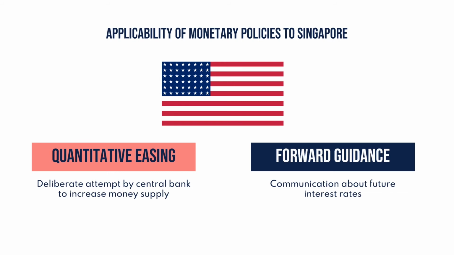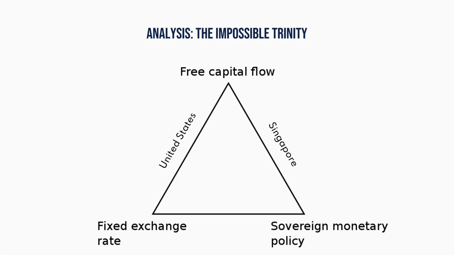In the USA, they implemented quantitative easing and forward guidance. However, the applicability of these policies to the Singaporean context will depend on the trilemma, which suggests that countries have three options from which to choose when making fundamental decisions about managing their international monetary policy agreements. However, only one side of the trilemma is achievable at any given time, as the three different sides of the trilemma are mutually exclusive.